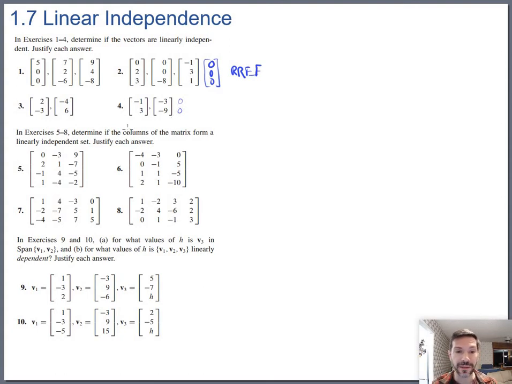For 5 through 8, they say determine if the columns of the matrix form a linearly independent set. So really it's the same question. They just wrote it in a matrix instead of separate vectors for some reason.